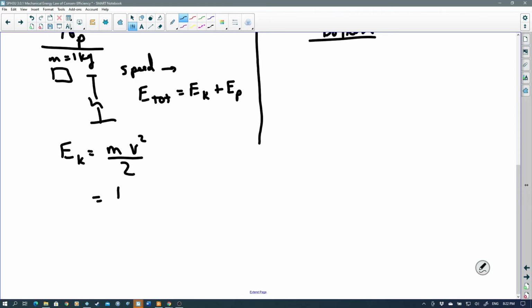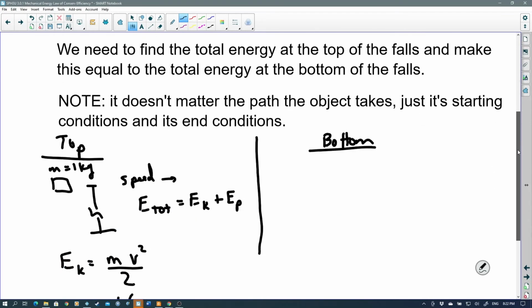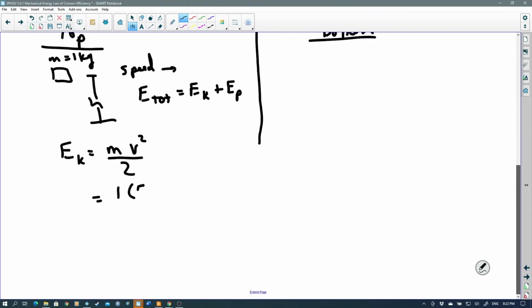The mass is 1 kilogram. The speed is 5.1 meters per second, and that's squared. That's all divided by 2. So that's going to give us 5.1 squared divided by 2. It's 13, almost exactly, joules.